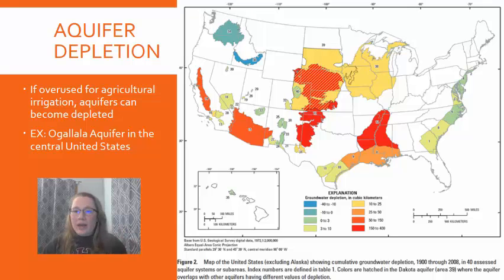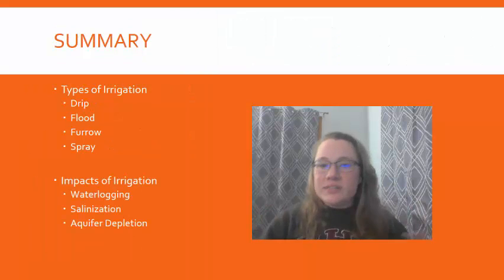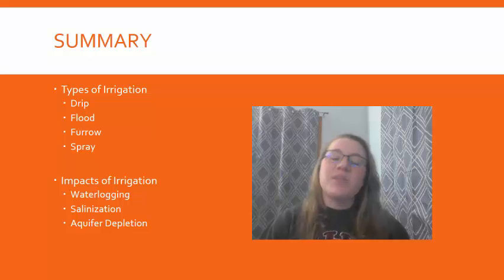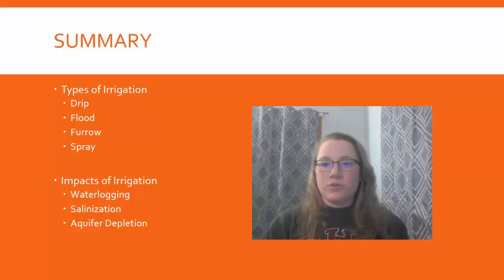Now, I do want to point out that not all agricultural operations require irrigation. Many farmers make do without pumping water onto their fields and just relying on Mother Nature to water their crops. So in summary, there are four main types of irrigation. We have drip irrigation, flood irrigation, furrow irrigation, and spray irrigation. You also need to make sure that you know some of these impacts of waterlogging, salinization, and aquifer depletion.